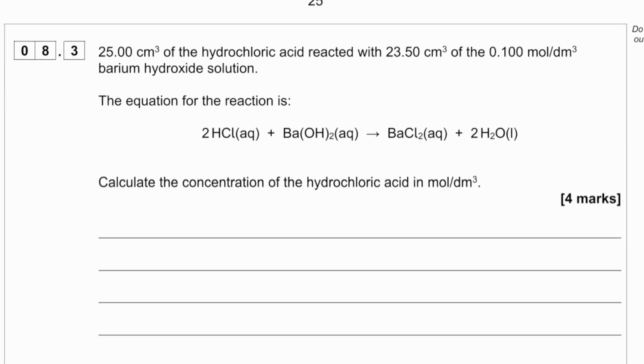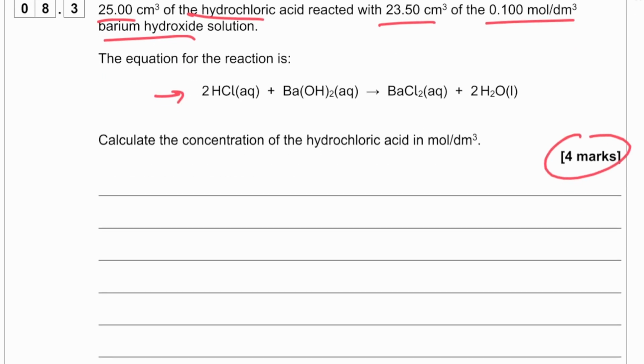8.3, 25 centimeters cubed of hydrochloric acid reacted with 23.5 centimeters cubed of 0.1 mole per dm cubed barium hydroxide solution. And we're given the equation as well. Calculate the concentration of the hydrochloric acid in moles per dm cubed. Okay, so it's worth 4 marks. So again, let's go step by step to solve this one.